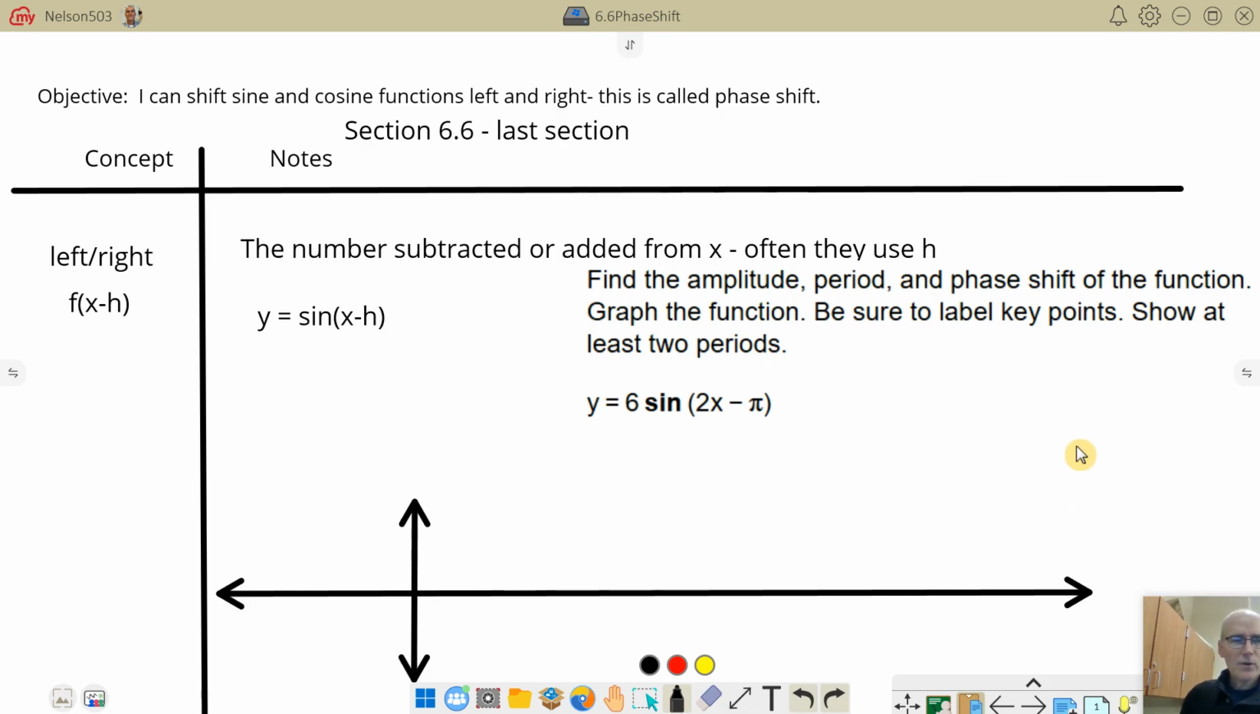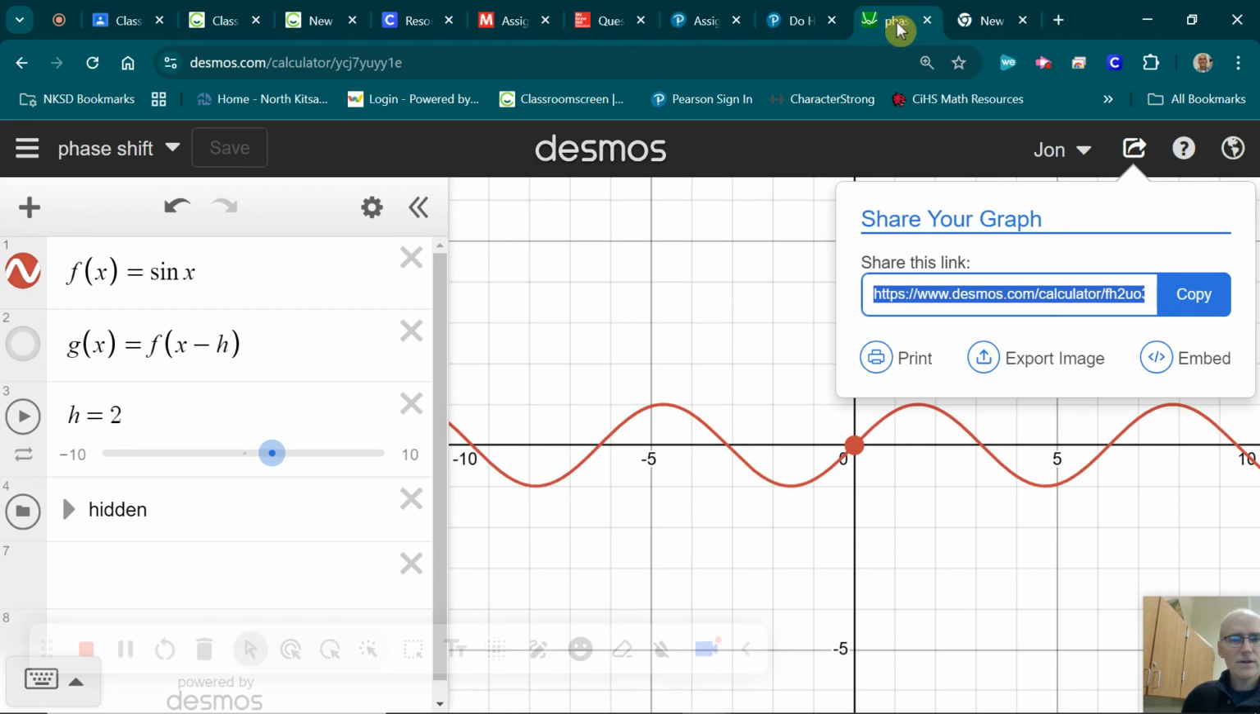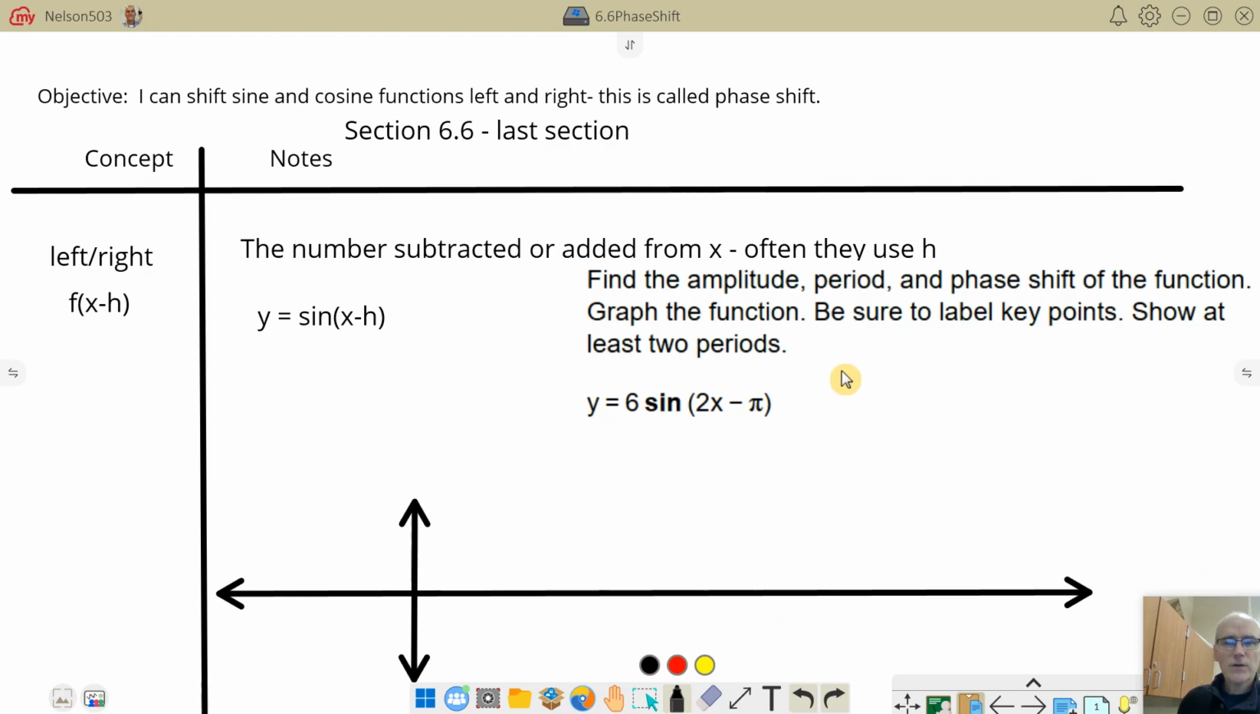Hey, let's remember something. Let's go to Desmos. I've got that file attached below in Google Classroom. If you have a number that's going to be subtracted from x, so inside the function we have like x minus 3, x minus 5, what's this going to look like in our homework? It's going to look like this, like 2x minus pi.